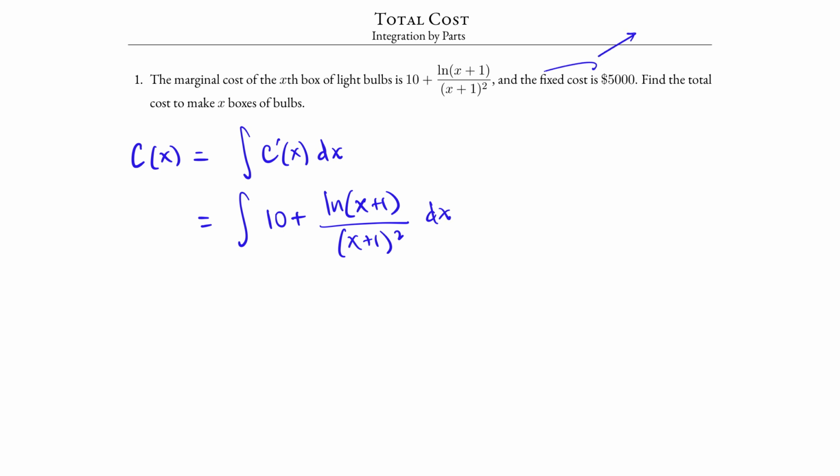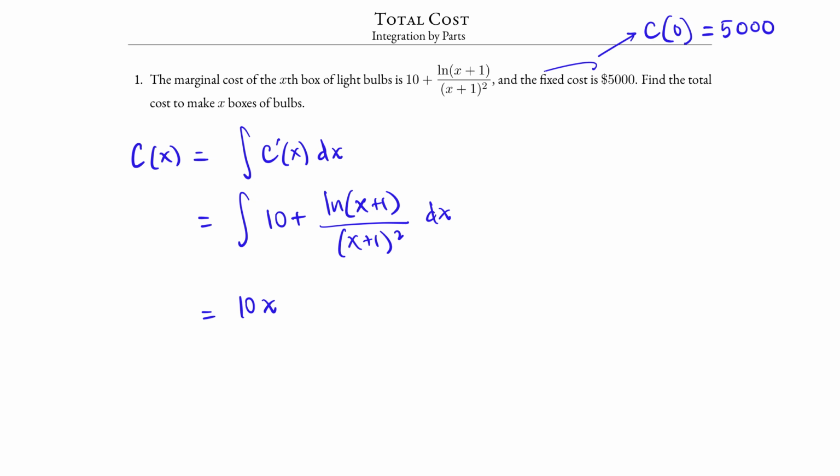If C of x is the cost, then C of 0 is the fixed cost, the cost to produce zero items. And in this case, the fixed cost is given as $5,000. So first, we will need to find C of x. There are two terms here. The antiderivative of 10 with respect to x is 10x.